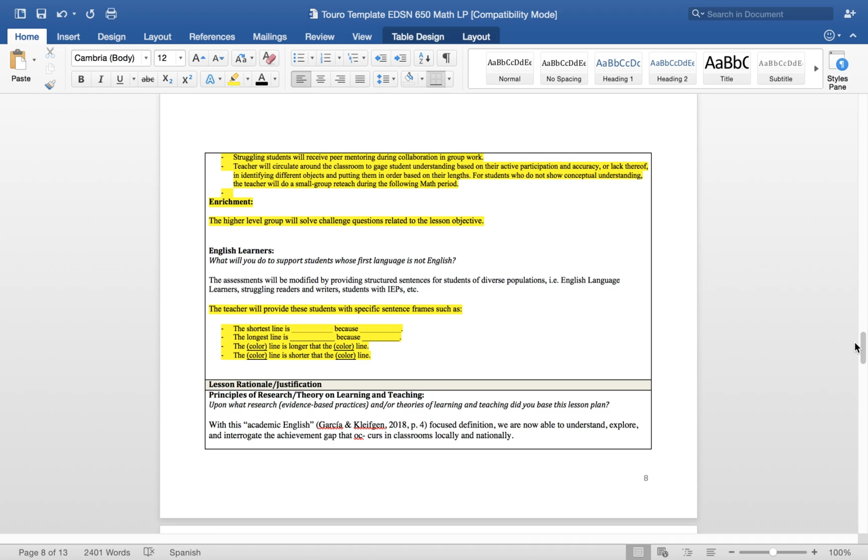Therefore, I added some specific sentence frames, which include: the shortest line is this line because, or the longest line is this line because, or this color line is no longer than this color line, and this color line is shorter than this color line. Based on these sentence frames, students will be better able to express their answers, and it's not just directed towards ELL learners, but the class as a whole.